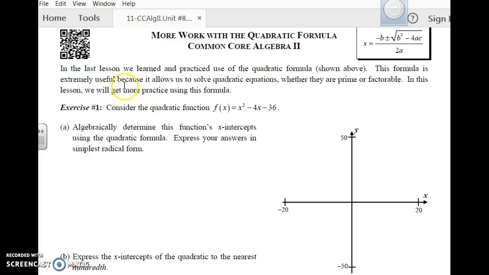Now, remember, it's extremely useful because it allows us to solve quadratic equations, whether they are prime or factorable. So it can be used for any quadratic equation. So we're going to get some more practice using this formula in this lesson.